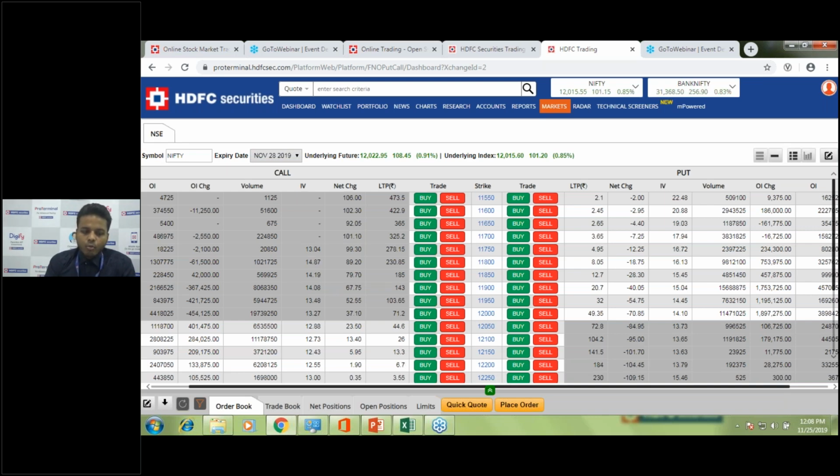On the left hand side you can see the open interest change, and on the extreme left you can see the open interest as of now. This can also help you to do research, especially if you are in option trading.